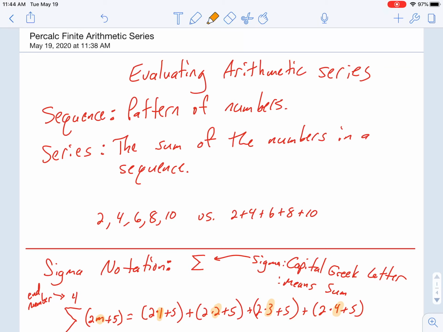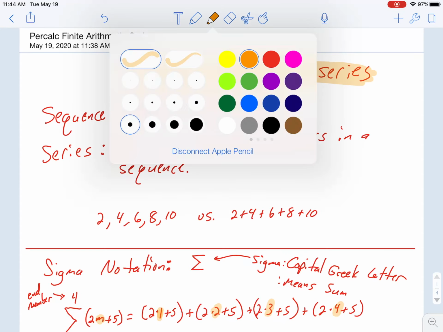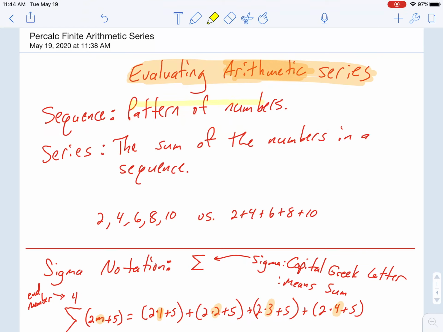All right, so the topic is evaluating arithmetic series. Yesterday we talked about arithmetic sequences. We also talked about geometric, but today we're still going to focus on arithmetic. So from yesterday, a sequence is a pattern of numbers, which you can see I've written so eloquently right here. Just a pattern. A series is where you add up the numbers in that sequence.